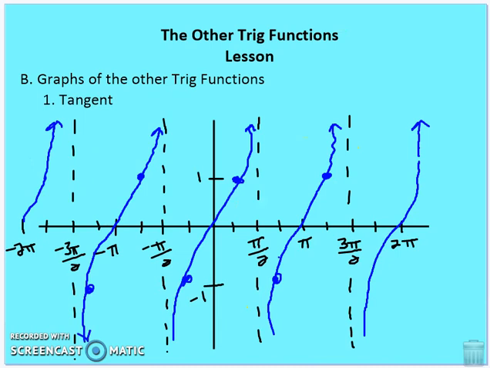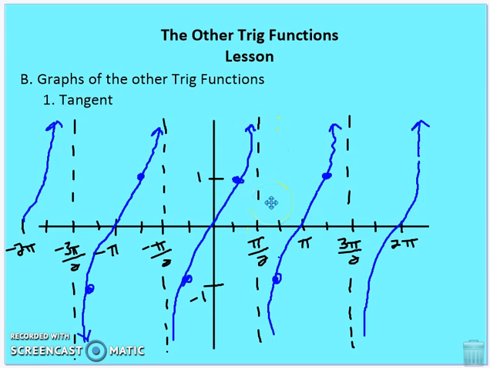All right, so this is the way that the tangent graph looks, if you were to graph the tangent graph from -2 pi to 2 pi. Notice the asymptotes at the pi halves, where the value of x is equal to 0, since tangent is y over x.